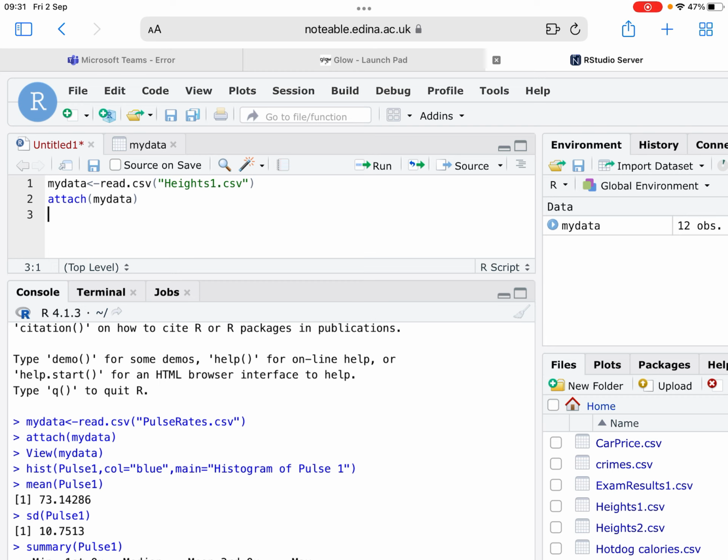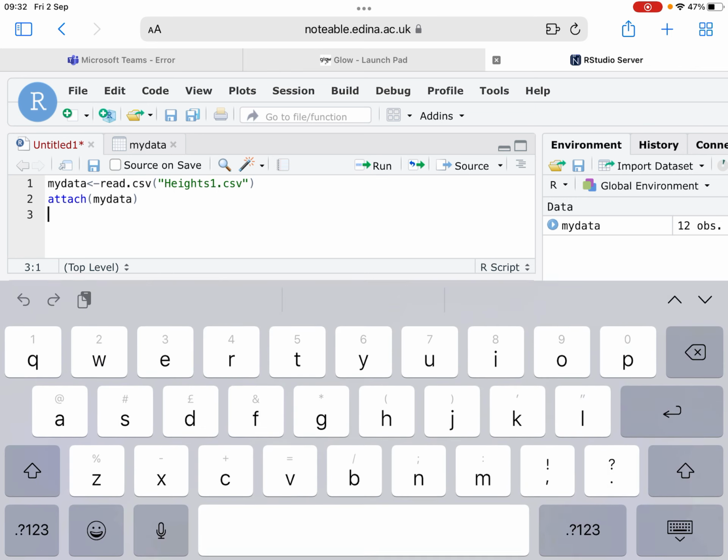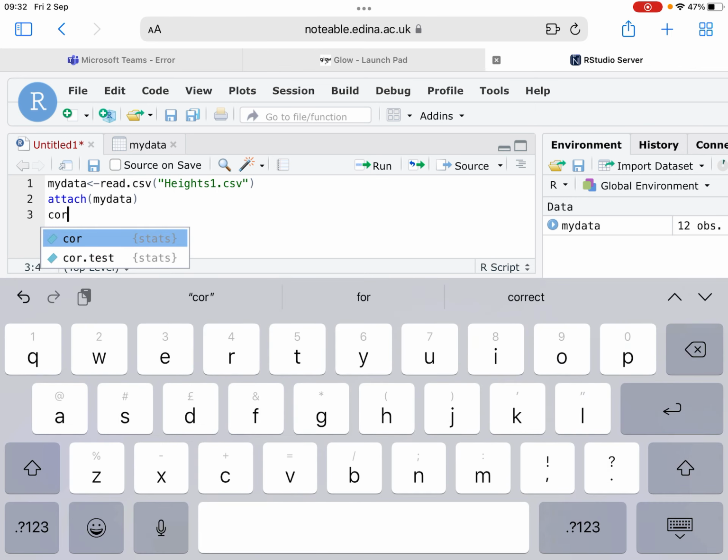Now, you can actually use two different types. On the data booklet, the one that is given is cor.test. That's on the 2022 data booklet for the higher applications exam. That produces the correlation and a null hypothesis test on the data. We can use that, or we can just simply use cor, C-O-R, brackets.